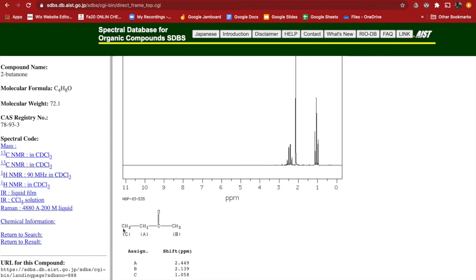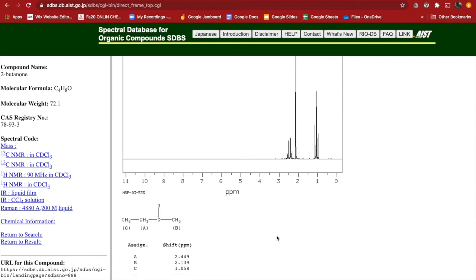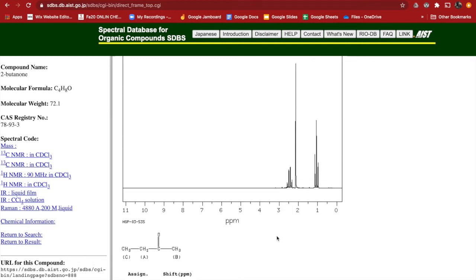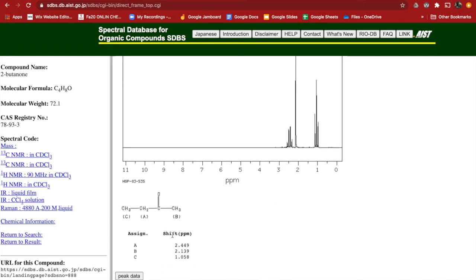And this one should be a 3-hydrogen triplet. It's got the 2 neighbors there. There it is, nice triplet. They all have different couplings, so you can assign them easily that way because there's a quartet, singlet, triplet. But say you had 2 triplets and you weren't sure which one was which, most of the time SDBS will have it assigned. So signal A is at 2.449 parts per million. That's right there, the quartet for A. And then B is at 2.139. That's the singlet there. And C is the most upfield.